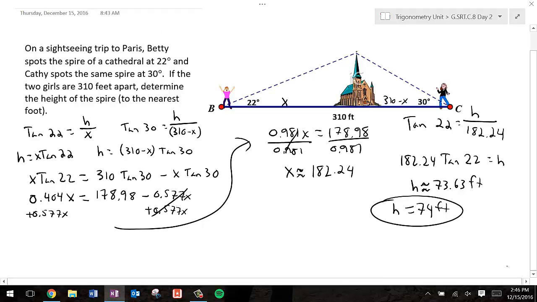Okay, welcome back. So as you can see here, I would encourage you to pause it if you're curious on how I got these steps. Look at this and see if you can follow along. We just did the same algebra and found that the x, the distance from Betty over to the cathedral, was 182.24 feet. And I used that to then solve for the height, which was approximately 74 feet to the top of the spire, to the nearest foot. So I encourage you to try these problems on your own and see how you do.